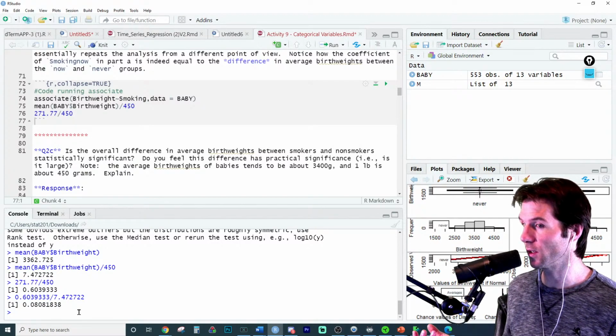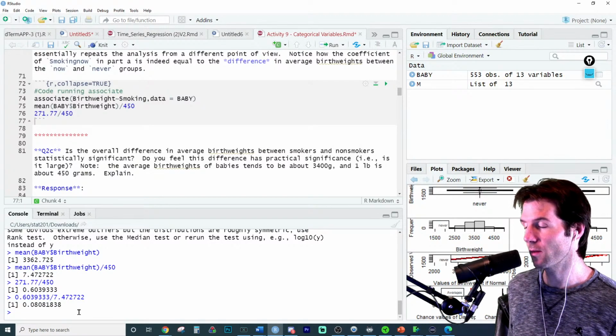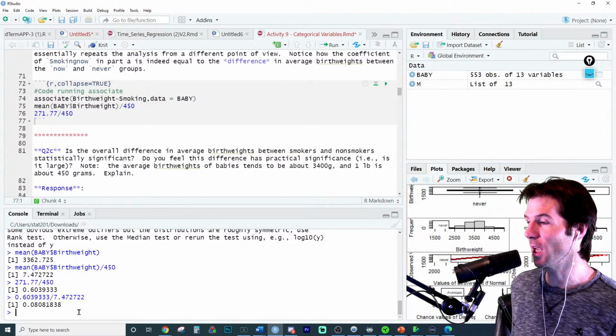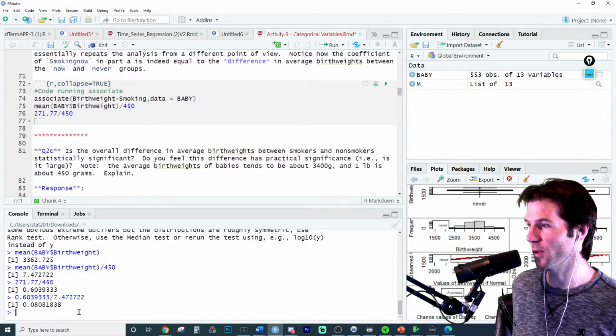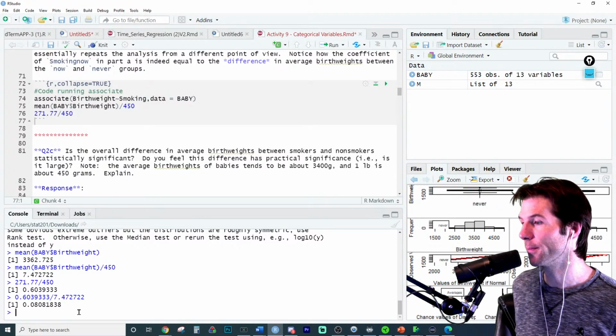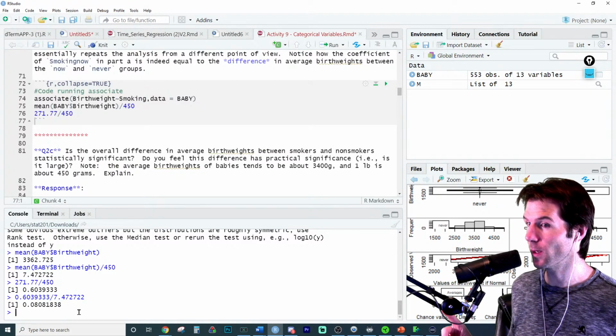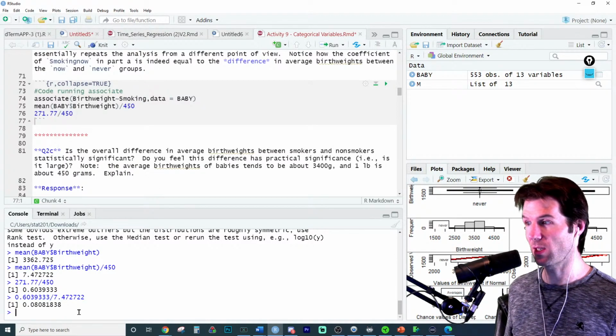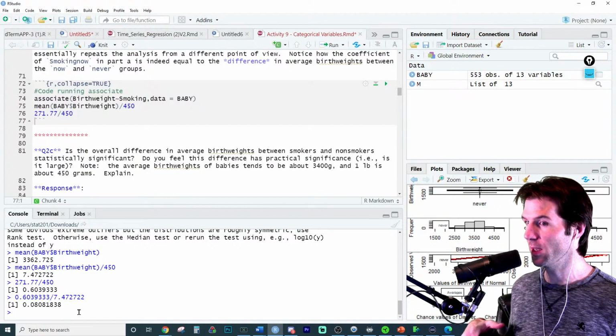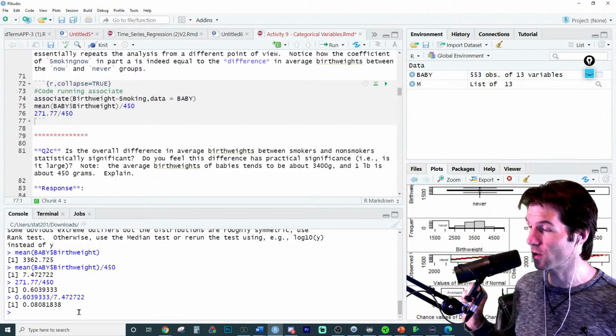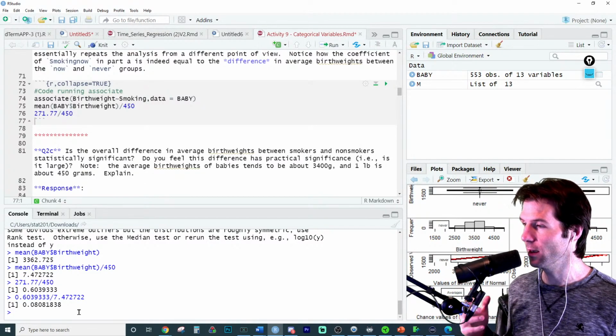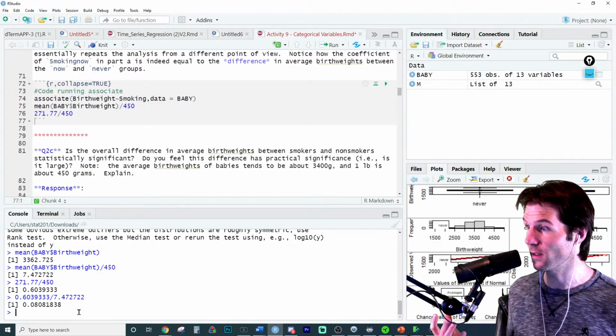Remember, practical significance is always in the eye of the beholder. If I told you you might gain a half a pound next month, you might say, so what? If I told you next month your baby might lose half a pound, you might say, oh no, because in comparison to a baby in that context, it is going to be much more practically significant.